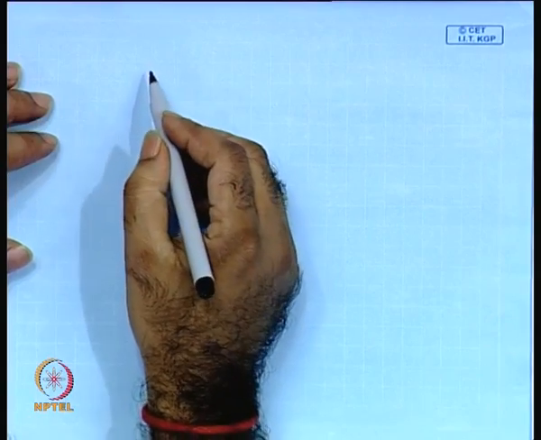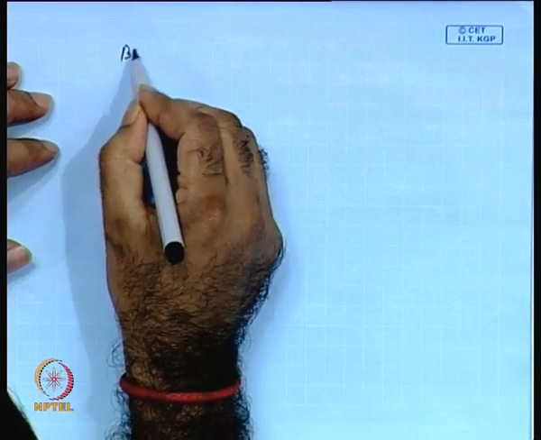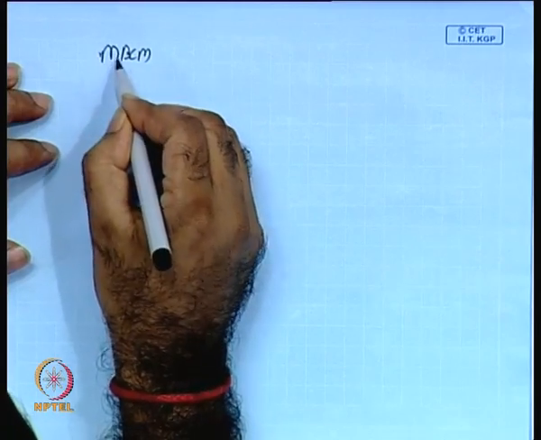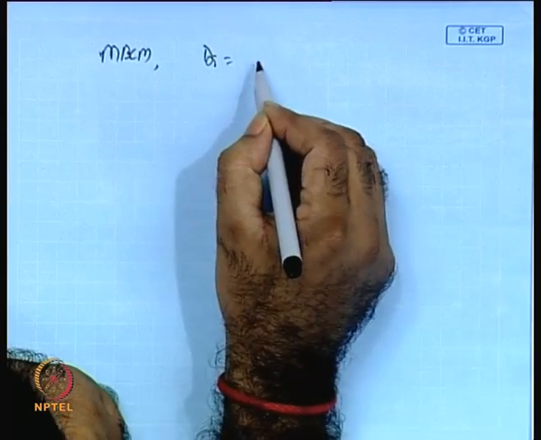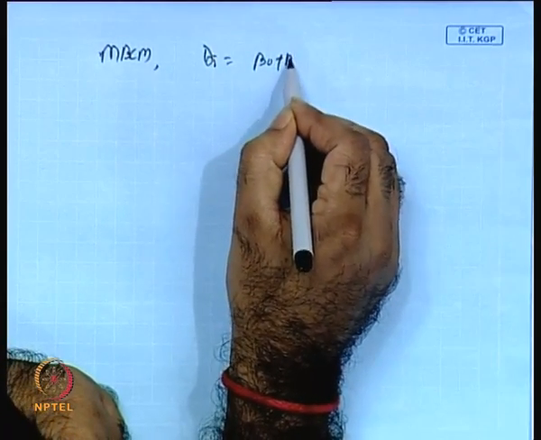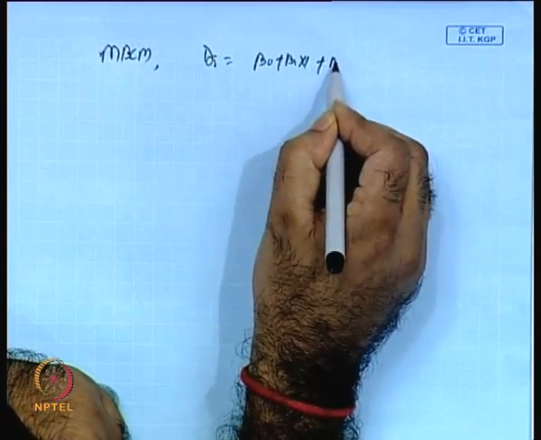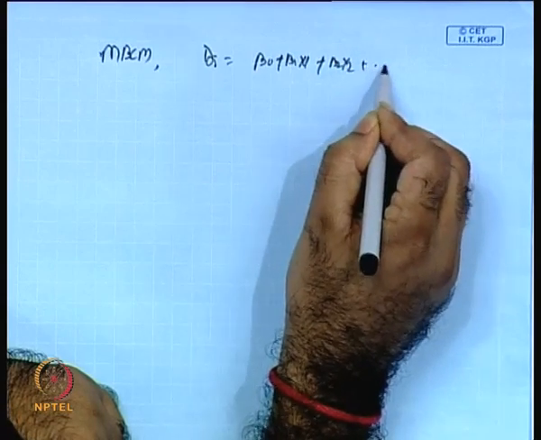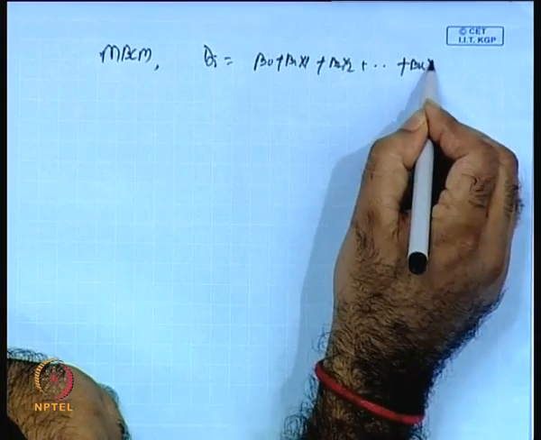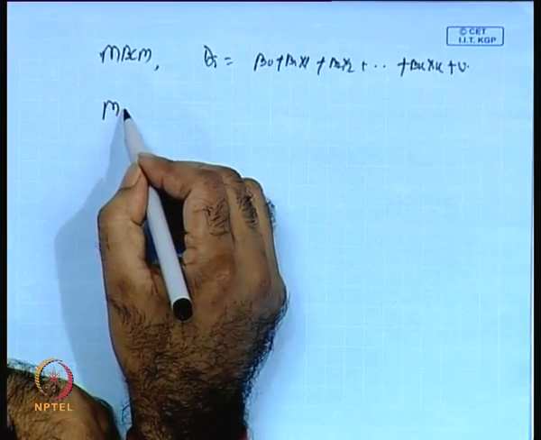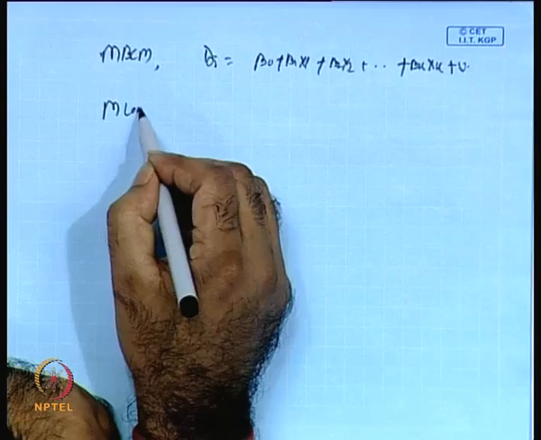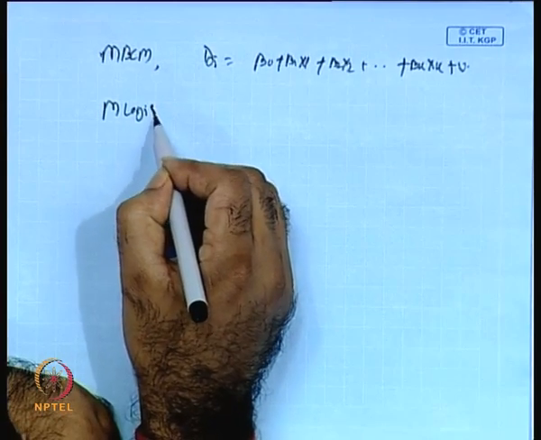So, similarly, we can write it this way also. The simple structure in the case of the multivariate binary choice model: we will write d i equal to beta 0 plus beta 1 x 1 plus beta 2 x 2, continue, plus beta k x k plus u. And similarly, in the case of the multivariate logistic model, Logit models.